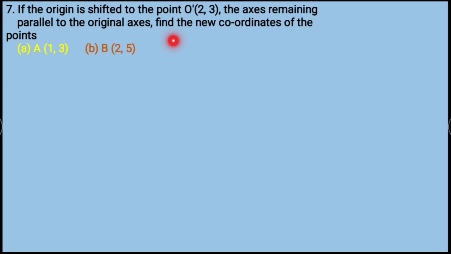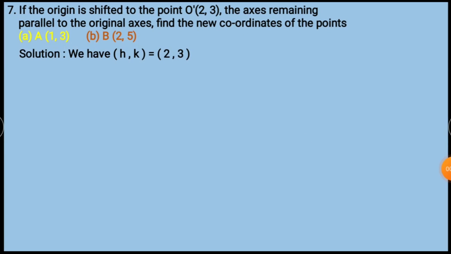Here we have to find the new coordinates of the points, that means the given coordinates are the coordinates of the old points, that is the values of x and y. So x is 1, y is 3 for sub question A, and for sub question B the value of x is 2, the value of y is 5. So see how to write the solution for this question. Right here in the solution we have (h, k) equals (2, 3).